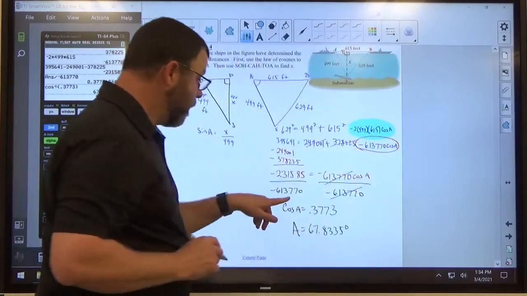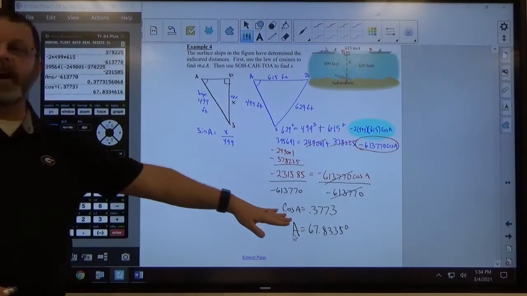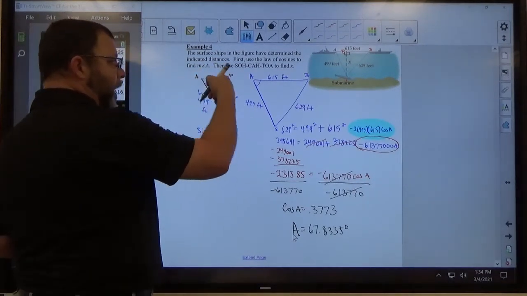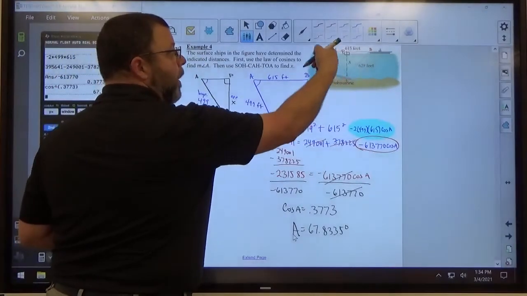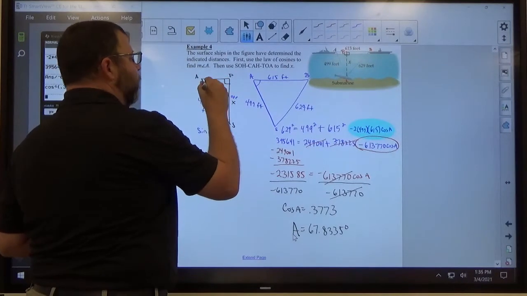Again, be careful. This says cosine equals, so I did inverse cosine. If it says sine equals, I'm going to do inverse sine, tangent equals inverse tangent. So the trig function involved in the expression tells me which inverse trig function to evaluate. So now, going back to this other triangle APS, which is this little piece out here, I now know this angle here is 67.8335 degrees.